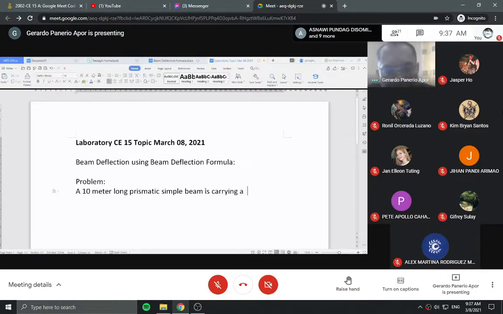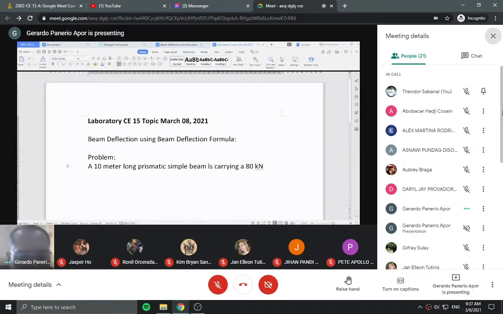So a 10-meter long prismatic simple beam is carrying an 80 kilonewton concentrated load. Because an 80 kilonewton concentrated load still doesn't make clear where it is applied, you just place the term at, 6 meters from the left support. We also put a statement: assume EI is constant.